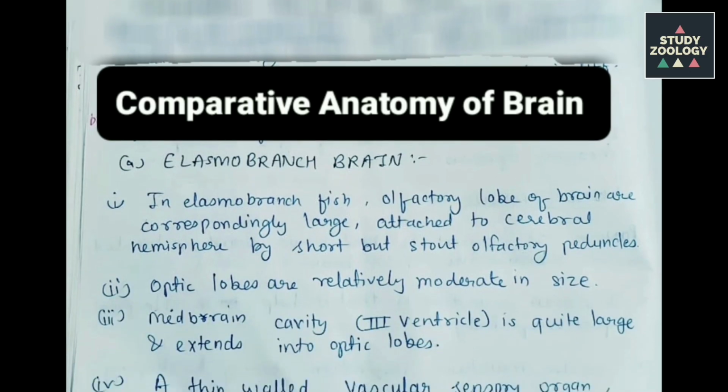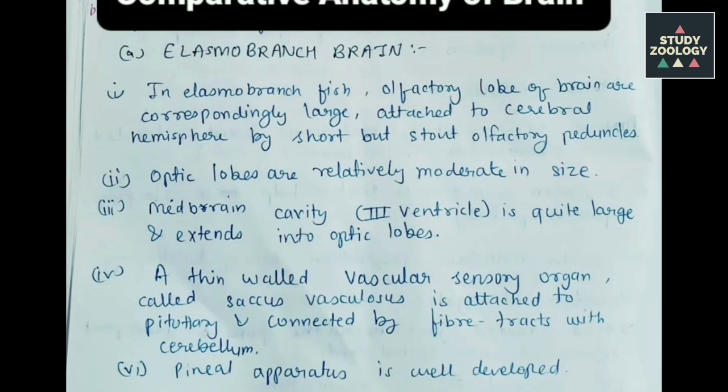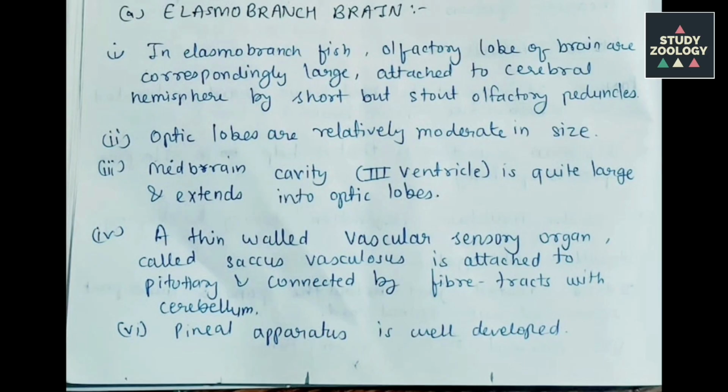Comparative anatomy of brain. First is elasmobranch brain. In elasmobranch fishes, olfactory lobes of brain are correspondingly large, attached to cerebral hemisphere by short but stout olfactory peduncle. Optic lobes are relatively moderate in size. Midbrain cavity, third ventricle, is quite large and extends into optic lobes. A thin-walled vascular sensory organ called saccus vasculosus is attached to pituitary and connected by fiber tracts with cerebellum.